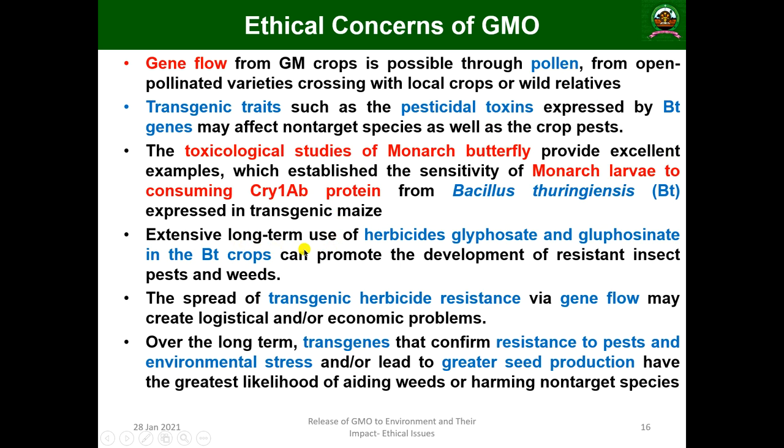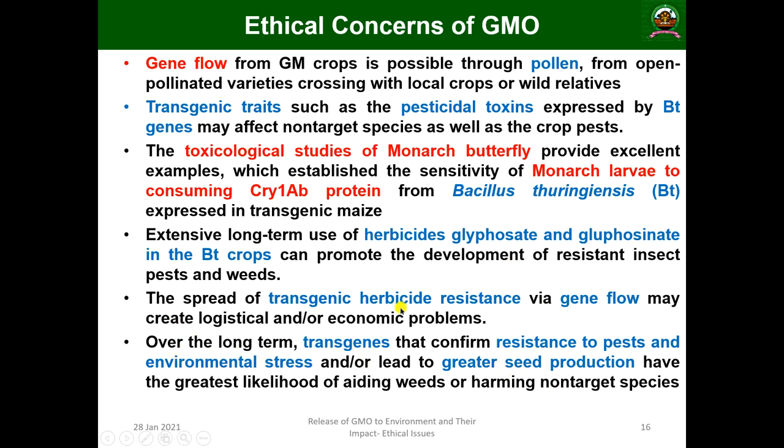The next one is the extensive long-term usage of the herbicides glyphosate and glufosinate in BT crops, which can promote the development of resistant insects and weeds. Instead of the crops resisting, they contribute to resistant weeds and pests. These glyphosate and glufosinate are chemicals. And with the spread of transgenic herbicide resistance via gene flow, the weeds also get that benefit, and the weeds will overgrow and completely destroy the other types of conventional crop plants.